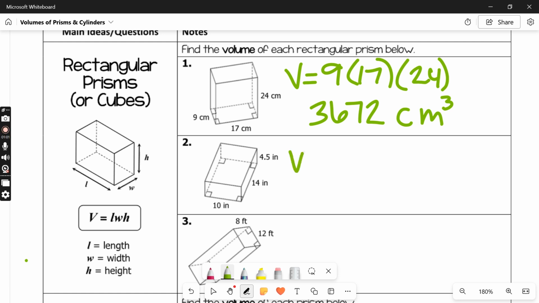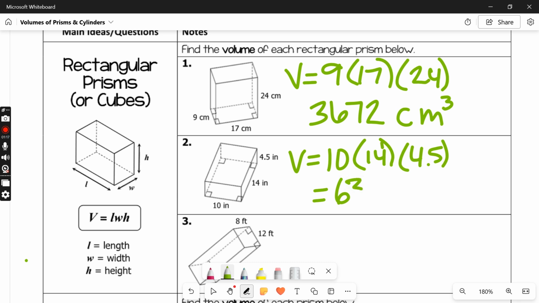So on number 2, my volume is going to be 10 times 14 times 4.5, which is 630. And this should be inches cubed.